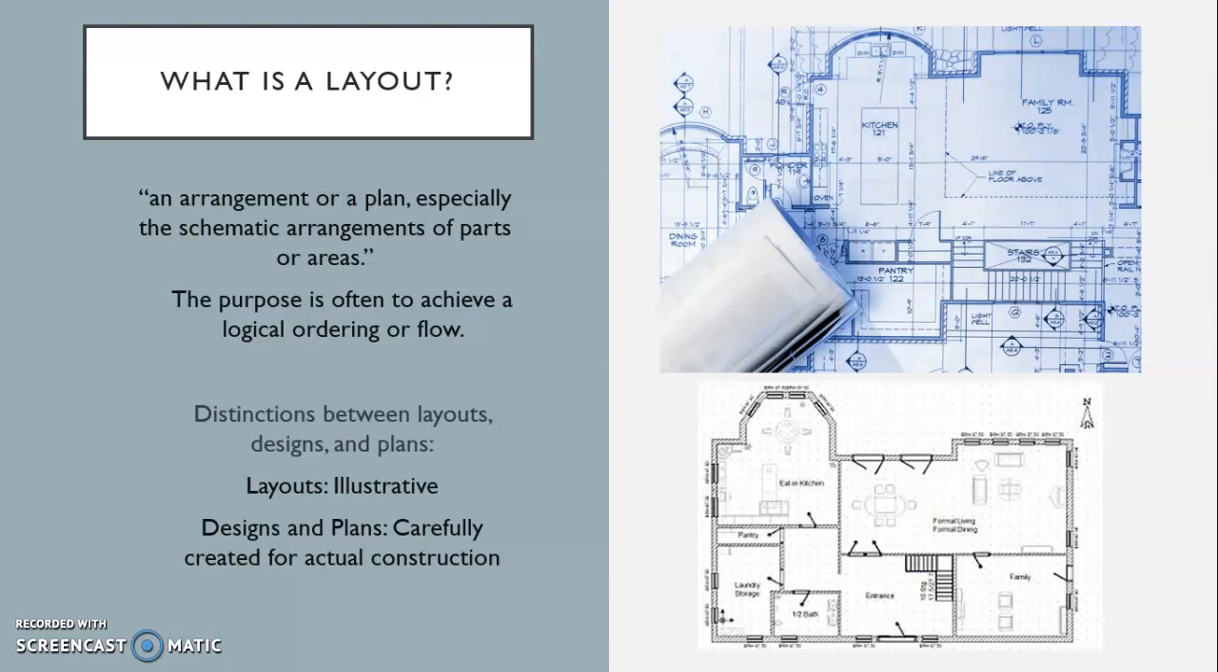When I thought of a layout before I read this chapter, I think I had the wrong idea. So I wanted to make a distinction between a layout and a design or a plan. The picture on the bottom here is a layout. This illustration was included in our textbook, and it is showing where things in a house would be: the kitchen, the living room, the dining room, etc. A layout is meant to be illustrative. So when you look at this layout here, you can see the ordering and the flow, how the house would be set up. However, it's very different from a design or a plan.